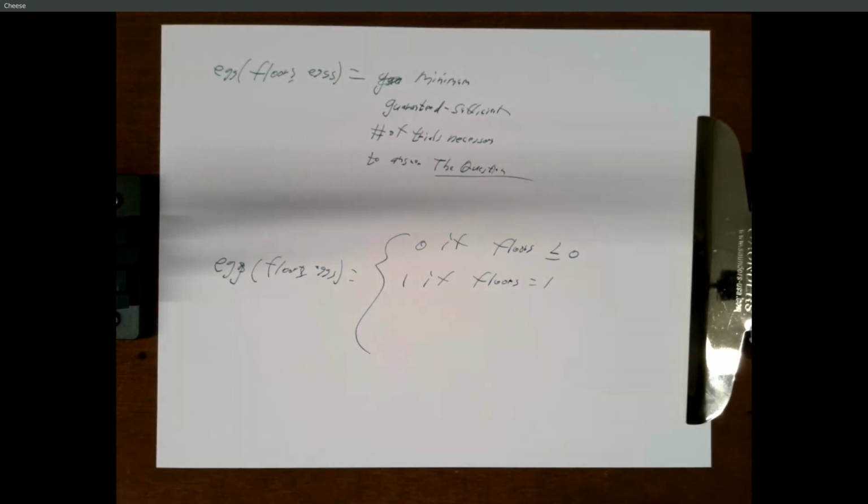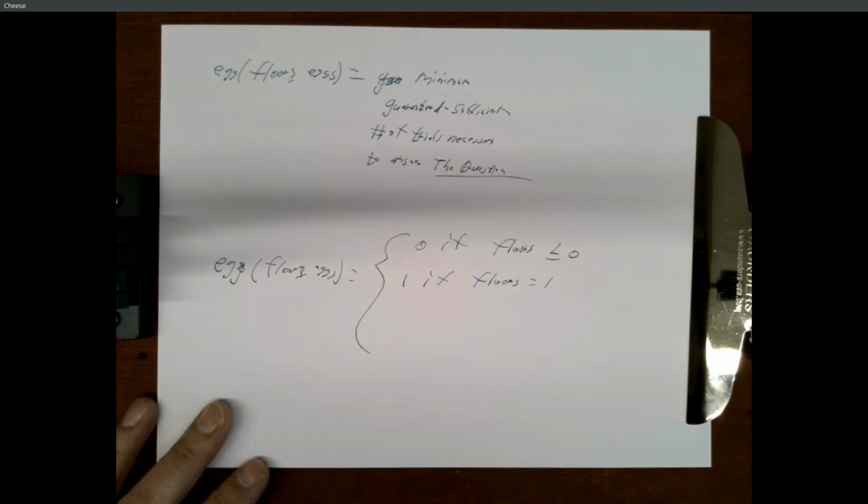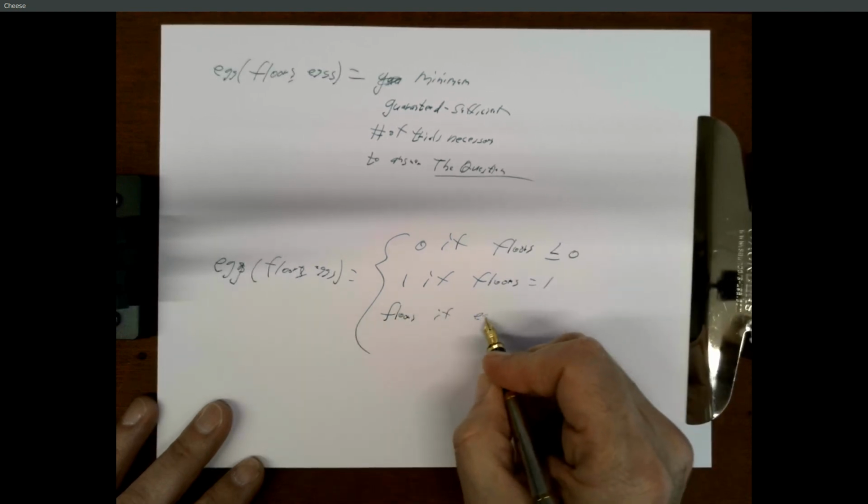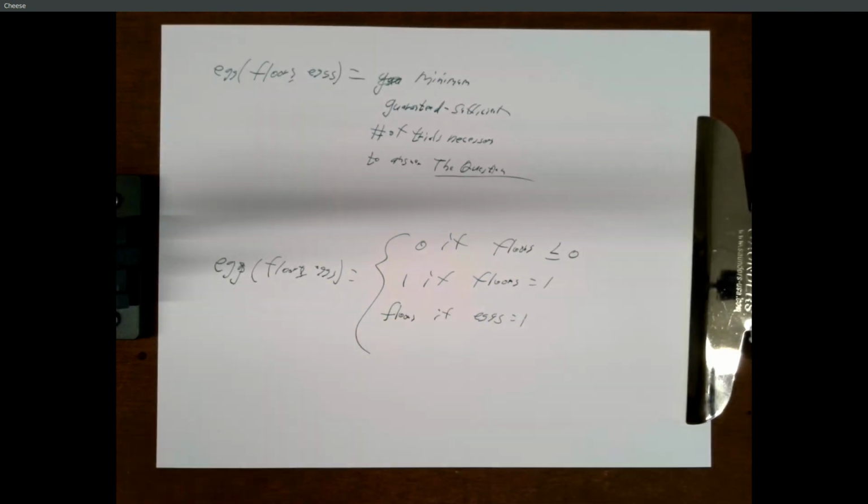So if there's only 1 floor, it doesn't matter how many eggs you have, it takes 1 experiment. Just drop it from the first floor, see if it survives or not. It's floors if eggs equals 1. Right, because you have to start from the first floor and then try the second and the third. In the worst case, you're going to have to get all the way up to the top floor and find it survives all of those.